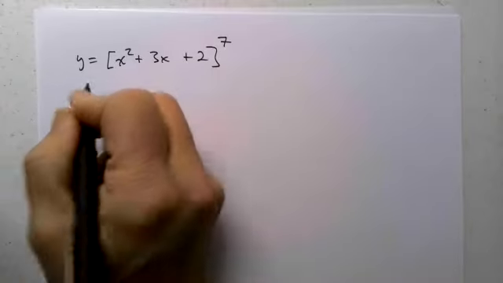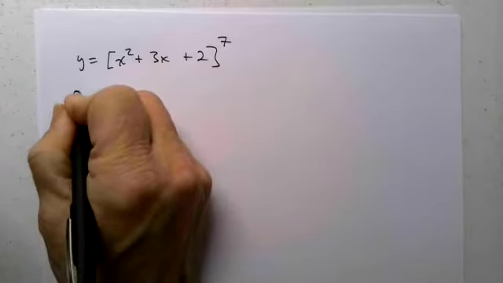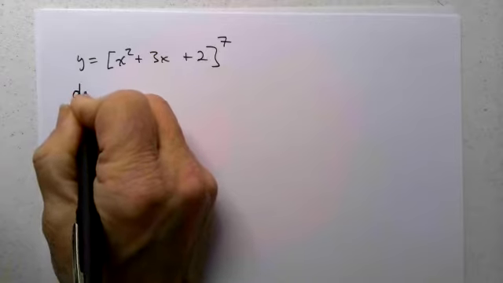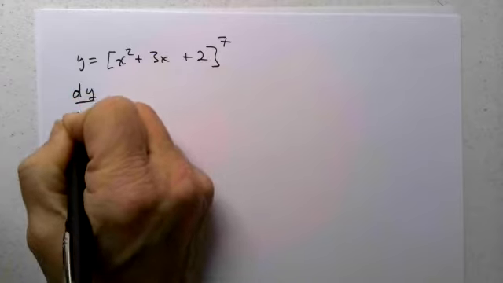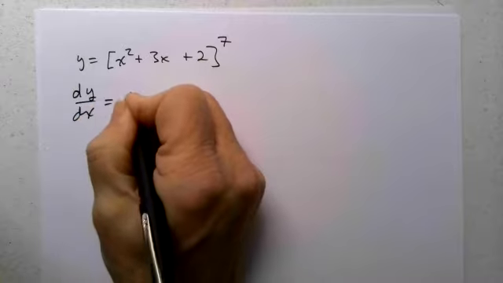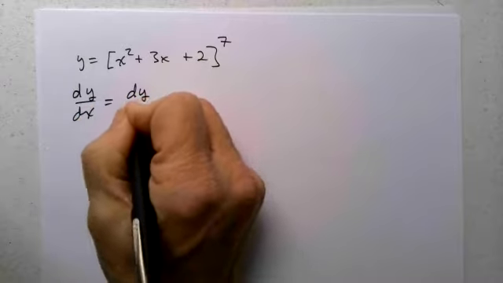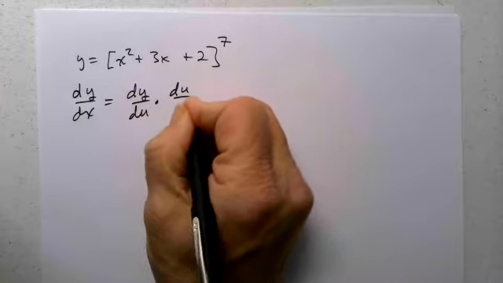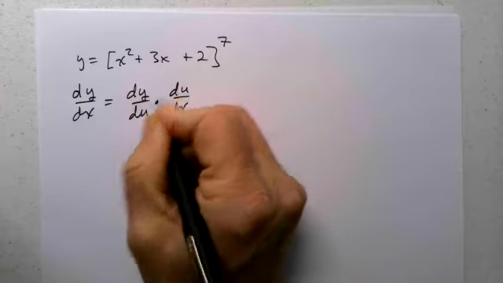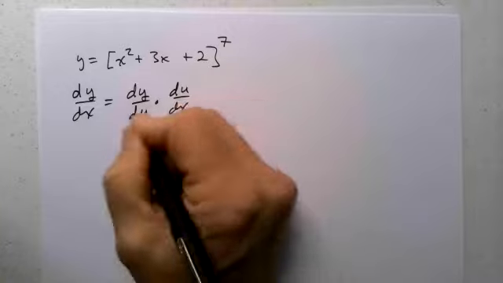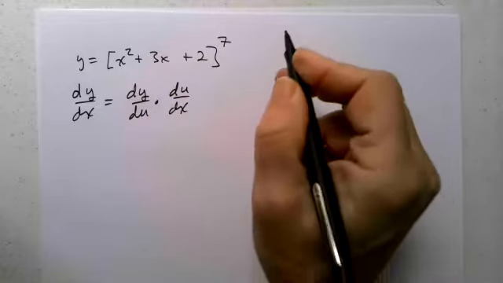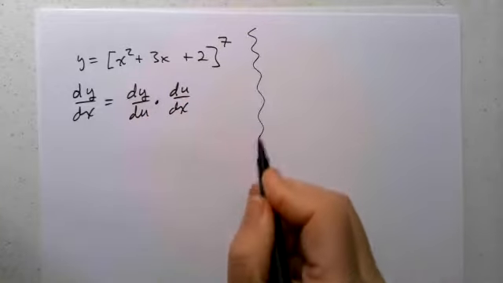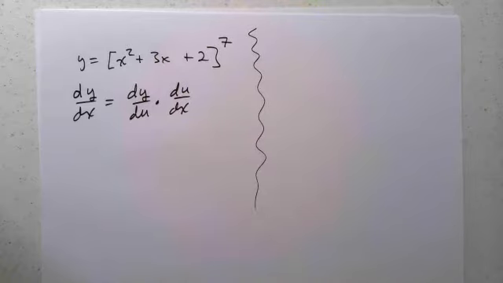And here's our basic idea: dy dx, that's the derivative with respect to x of y. Dy dx, that's what we're looking for, will be dy du times du dx. And you'll notice you can kind of think about the fact that the du's sort of divide out. Now, it's not completely correct, but it's a nice way to think about it.